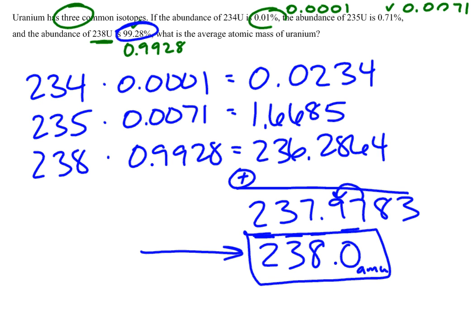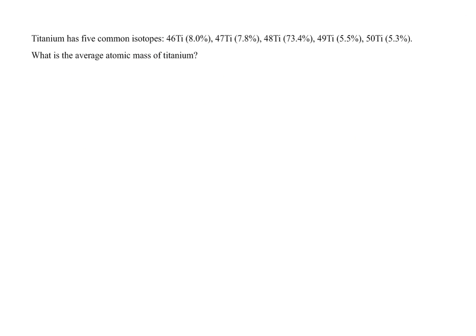So what I'll go ahead and do is I'll put up one more problem. I want you guys to go ahead and try to attempt it at home. And then hopefully it'll help you with tomorrow, and you guys can use it on your in-class assignment. If you have any questions about it, then say something. So here we go. I'll go ahead and read it to you. Titanium has 5 common isotopes. Titanium-46, which is 8%. Titanium-47, which is 7.8% abundance. Titanium-48, which is 73.4% abundance. Titanium-49, which is 5.5% abundance. And Titanium-50, which is 5.3% abundance. What is the average atomic mass of titanium?